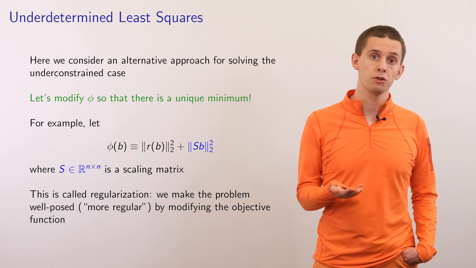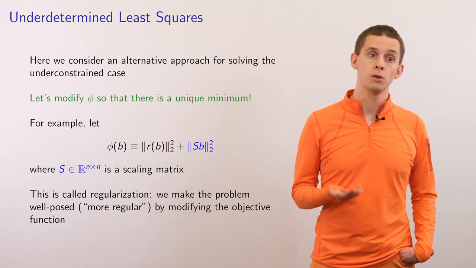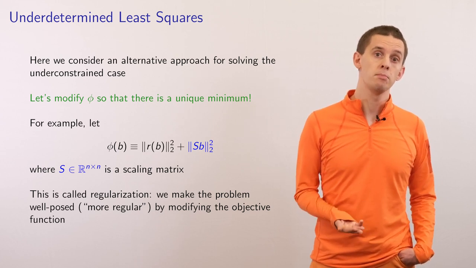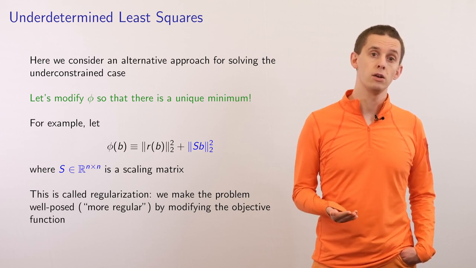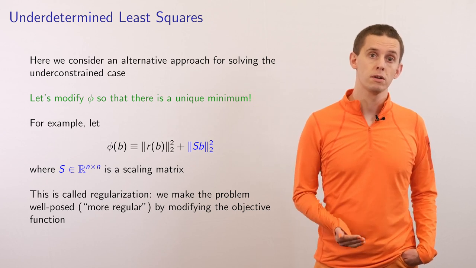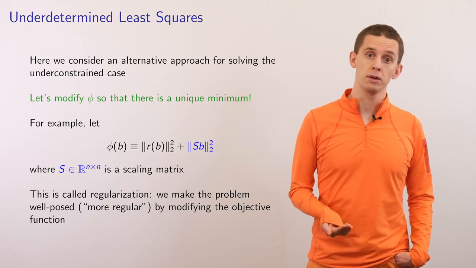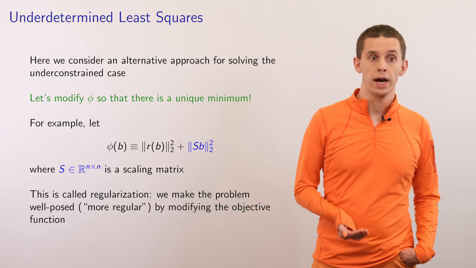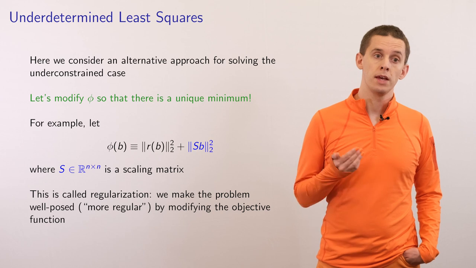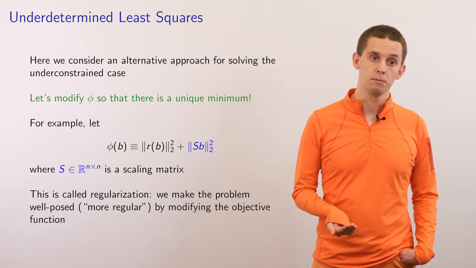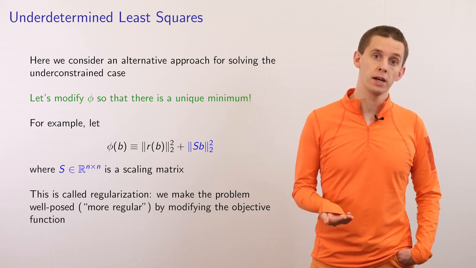But here we're going to consider an alternative approach for solving the under-constrained case. The idea is that we'll modify phi to obtain a unique minimizer. So we'll generalize our phi so that it has the square Euclidean norm of our residual plus the square Euclidean norm of a matrix S multiplied by this parameter vector b. Here we refer to S as a scaling matrix. The idea is that we're actually doing regularization, so we're trying to make the problem more well posed by modifying our objective.